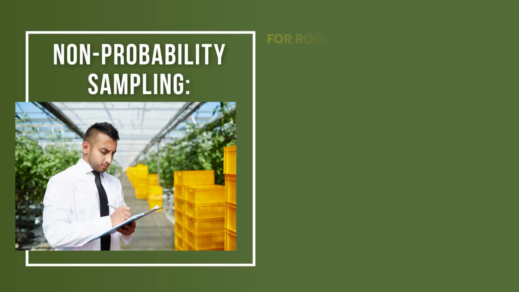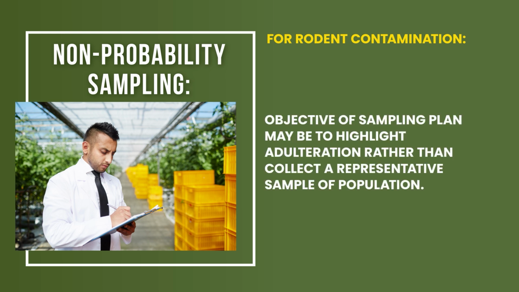So for example, rodent contamination in food products. The objective of sampling is not to have a representative sample of the population, but to have the sample which is actually affected, which is actually contaminated, because that is what we are going to check. We are not going to check how much is the total rodent contamination in the total lot. No, we have to find out which portion is affected.